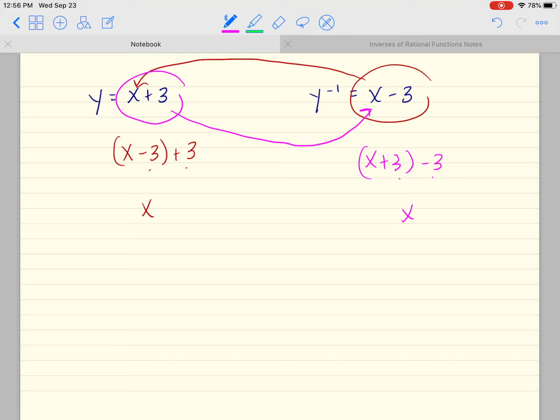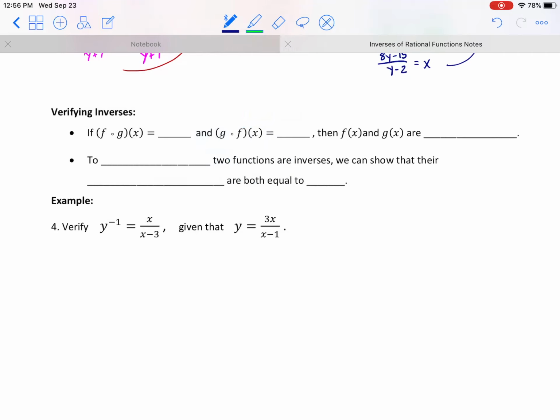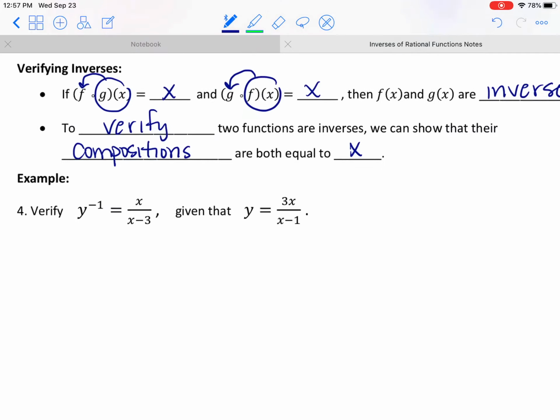If the compositions of two functions results in x both times, those two functions have to be inverses. So if f of g of x is equal to x, that's if g of x gets plugged into f and everything cancels and leaves you an x. Or if g of f of x equals x, that's if f of x goes into g and everything cancels and leaves you x, then f of x and g of x must be inverses. Okay, so to verify that two functions are inverses, we show that their compositions are both equal to x.